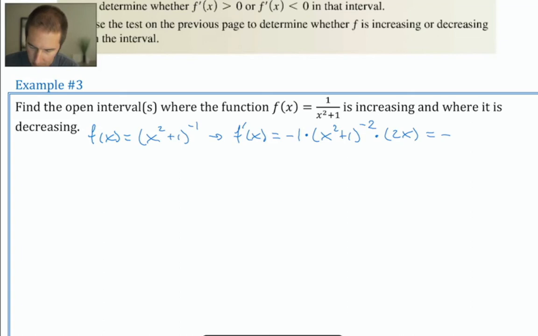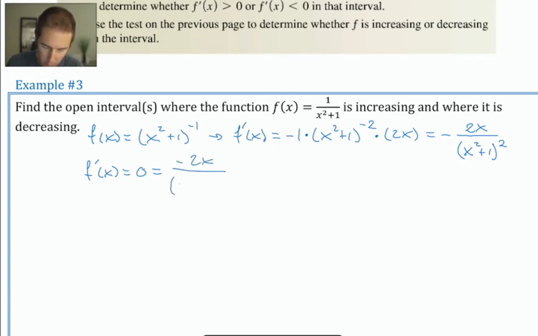It's going to be negative. There's a factor of 2 in the numerator, a factor of x in the numerator, and the x squared plus 1 goes in the denominator and is now squared because we have x squared plus 1 to the negative second power. All right, so that's our first derivative. Now we're going to take that first derivative and we're going to set it equal to 0. That is negative 2x over x squared plus 1 squared.